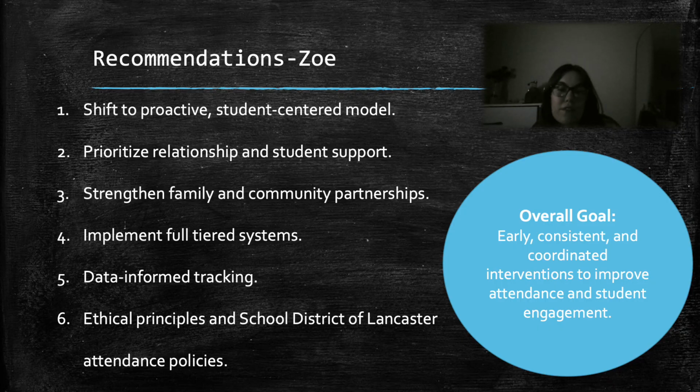It's important to strengthen family and community partnerships, work closely with families and connect them to community resources, and improve outreach through home visits, flexible meeting times, and translation services. Fully implement all 3 tiers: ensure Tier 1 prevention, Tier 2 targeted support, and Tier 3 intensive interventions are all in place and applied consistently. Use data to guide decision making. Adopt ongoing monitoring, dashboards, and program reviews to adjust interventions and ensure continuous improvement.